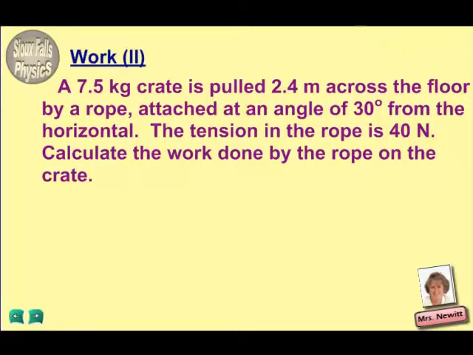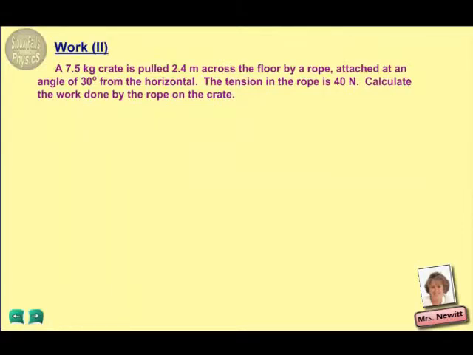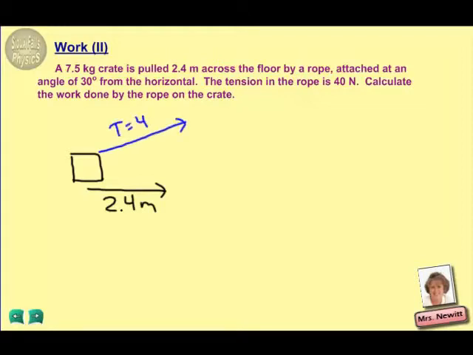Calculate the work done. Well, in this case, we actually want to draw ourselves a little diagram so we can visualize what's going on. The crate is moving across the floor 2.4 meters. And then if we think about the force from the rope, the rope has a tension of 40 newtons, but that tension is at an angle of 30 degrees from the horizontal. Now the problem, of course, is that for work, we need to have equal dimensions for the distance and the force.